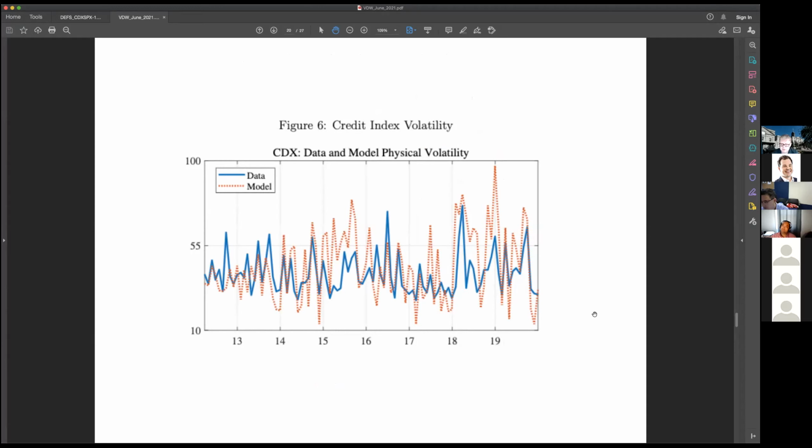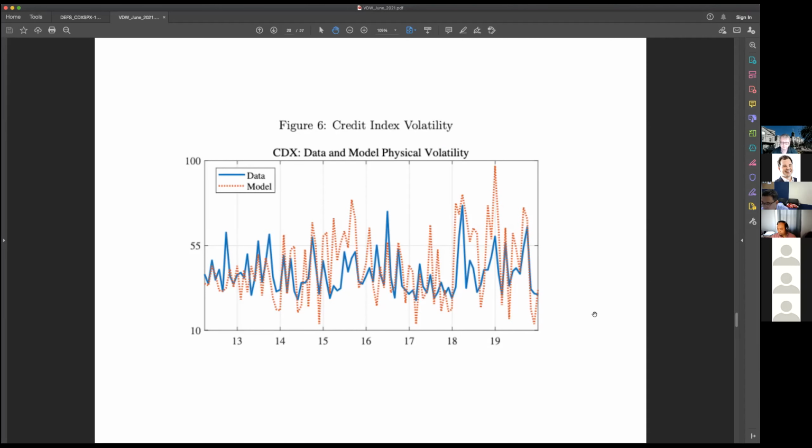There's no constraint on the physical volatility of the CDX index in our estimation. That's completely an output. And we can see here that it's clearly not nearly as good a fit as for the S&P 500. But again, on the level, we seem to be capturing the overall level of the physical volatility fairly well. There does not seem to be any particular bias in there.